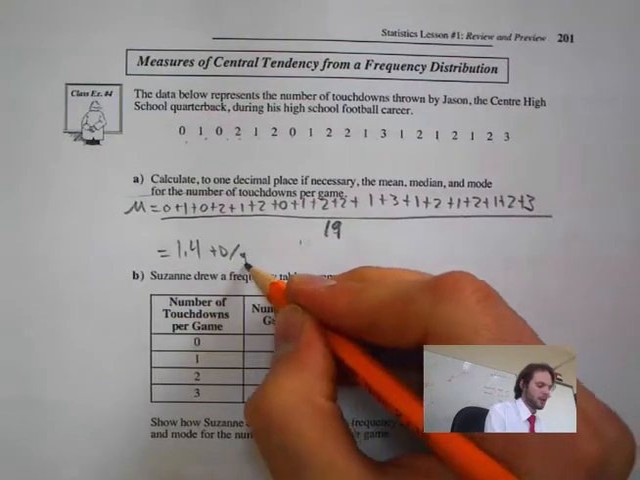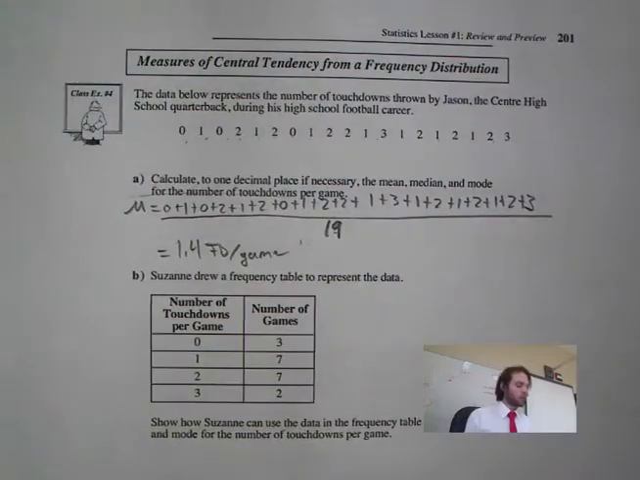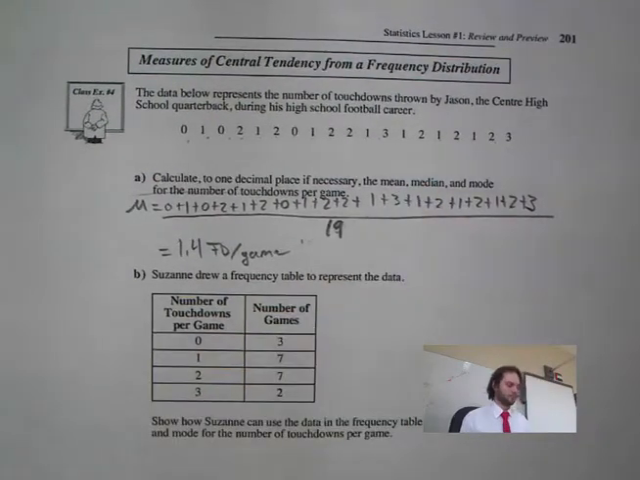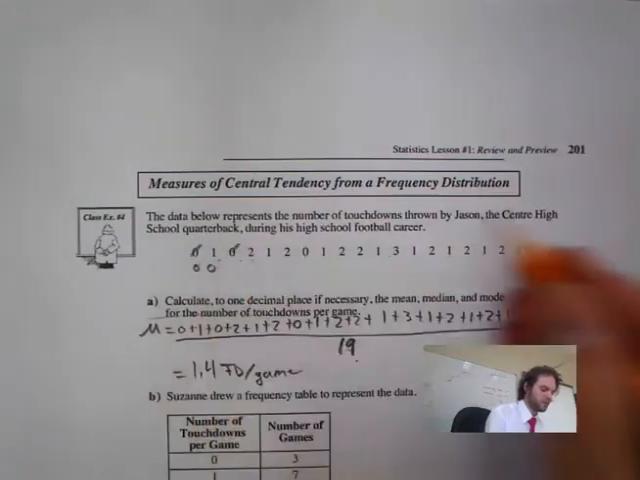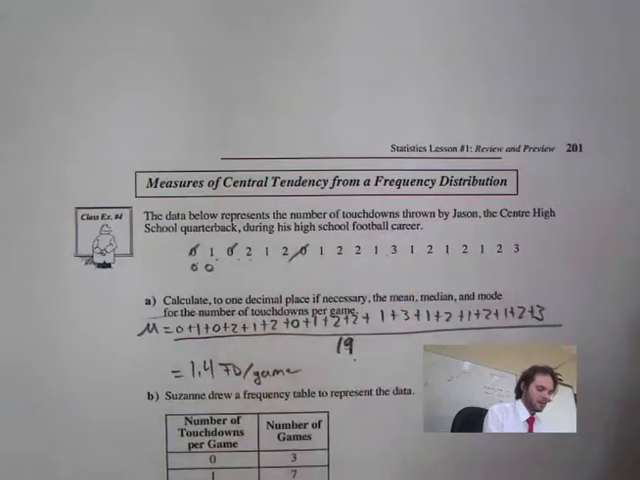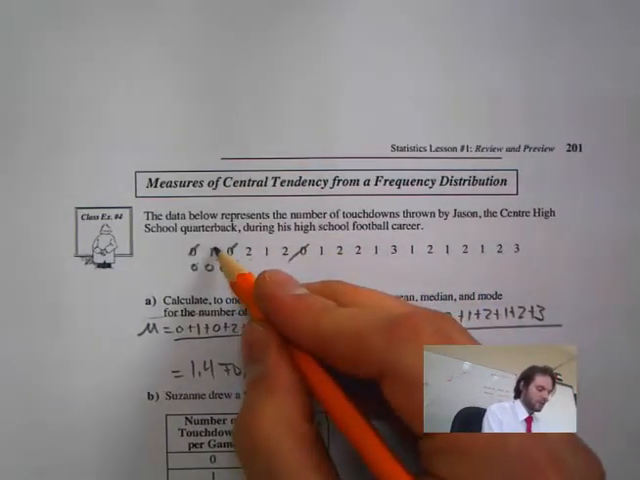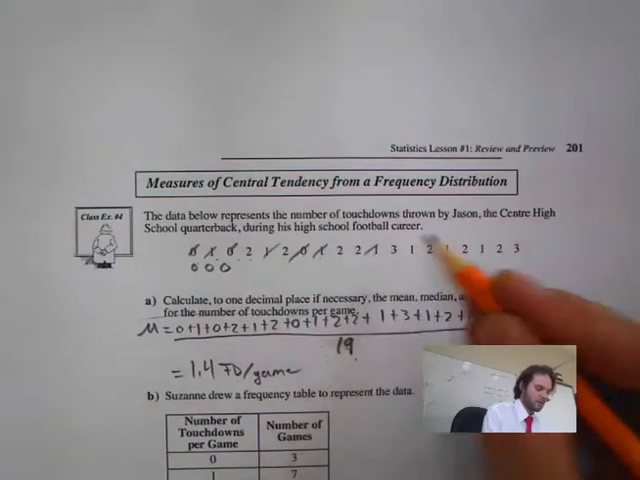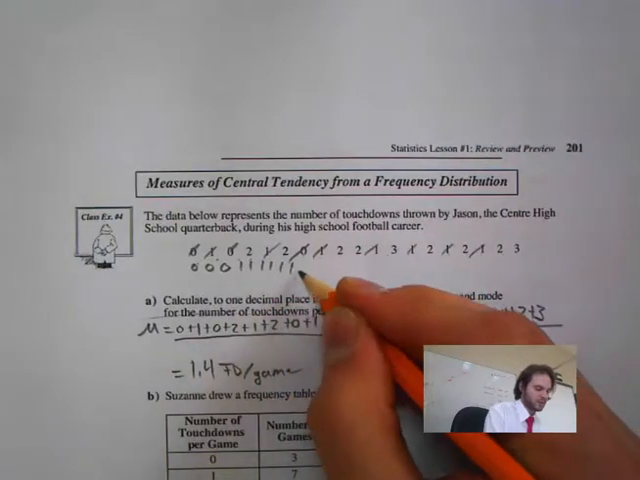TDs per game. Okay? Now, it also wants to know what is my median. Well, for my median, I have to rearrange them from biggest to smallest, or from smallest to biggest. So I'm going to do this up here. So I have 0, 0, done. And I have another 0, so 3 zeros, right? Then I take a look at my ones. I have 1, 2, 3, 4, 5, 6, 7 ones.